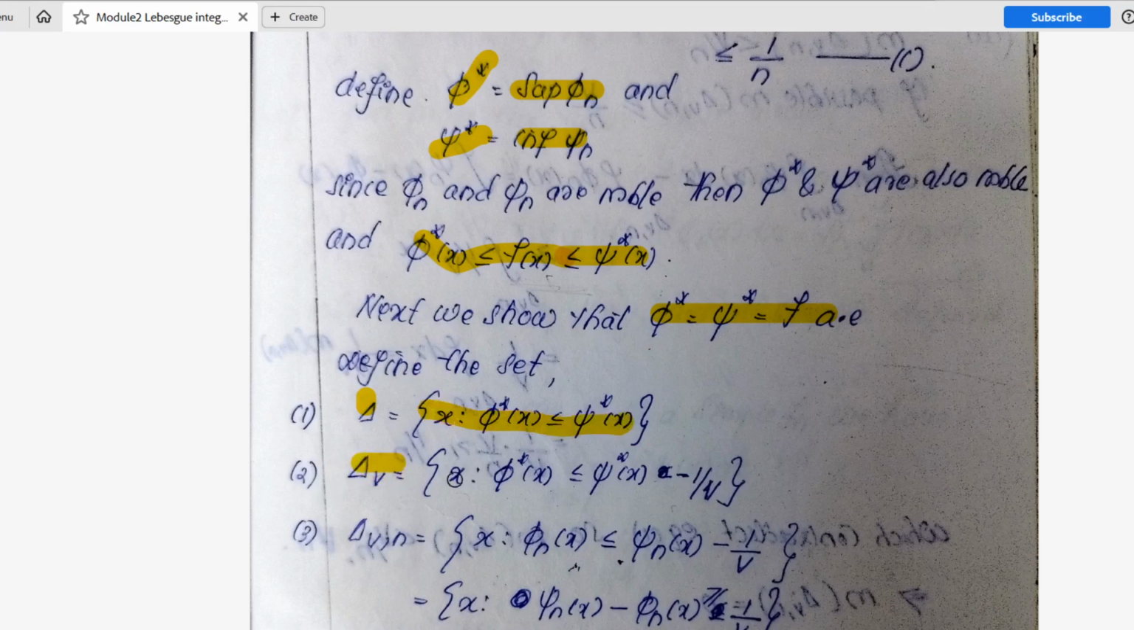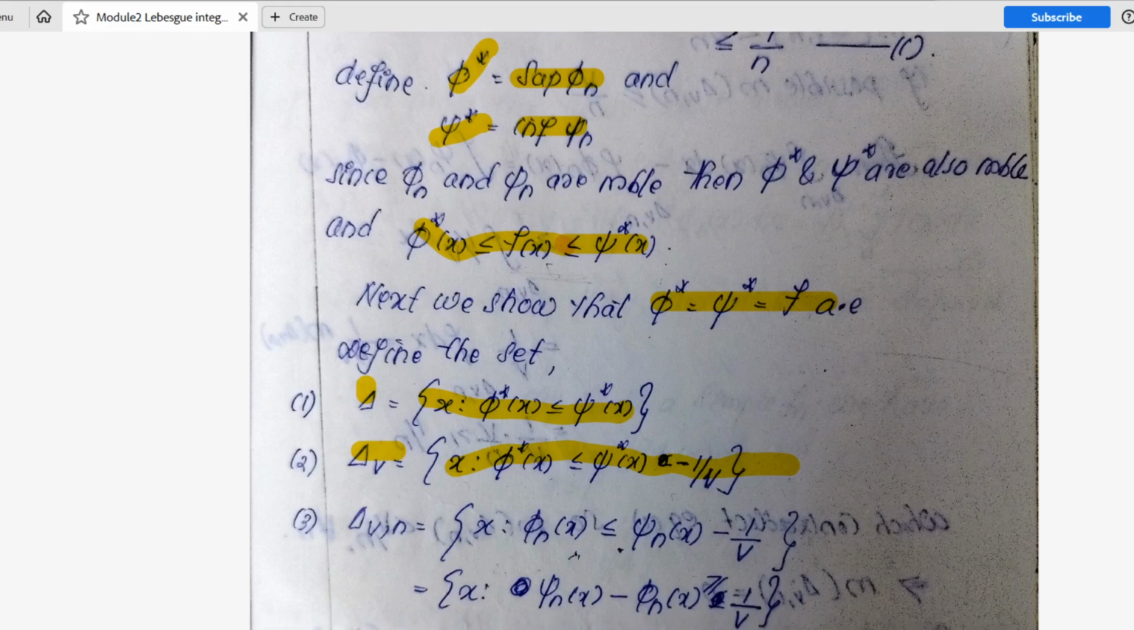Delta v is equal to the set of all x such that phi star of x is less than or equal to psi star of x minus 1 by v. Delta v comma n is the set of all x such that phi n of x is less than or equal to psi n of x minus 1 by v. This is equal to the set of all x such that phi n of x minus psi n of x is greater than or equal to minus 1 by v.